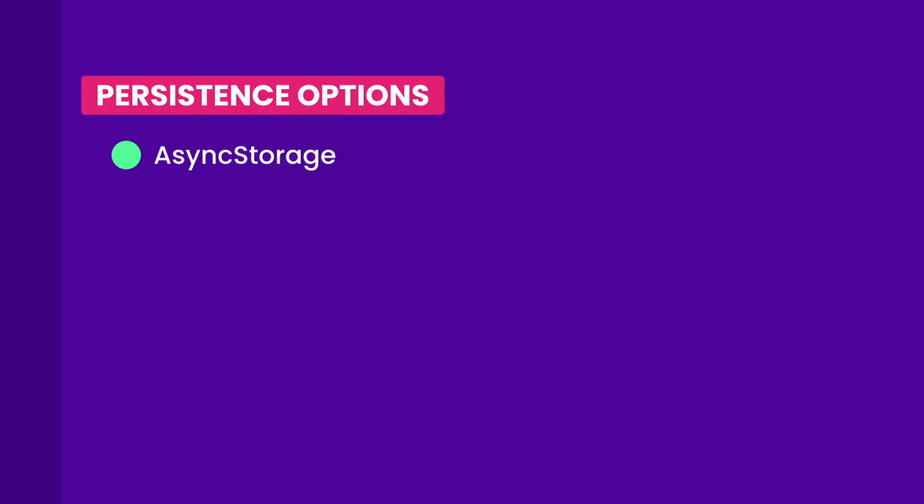Also, there is a limit of 6 megabytes by default. We can increase it if we want, but generally speaking, you don't want to store large amounts of data on a mobile device because these devices have limited storage. So this is async storage.